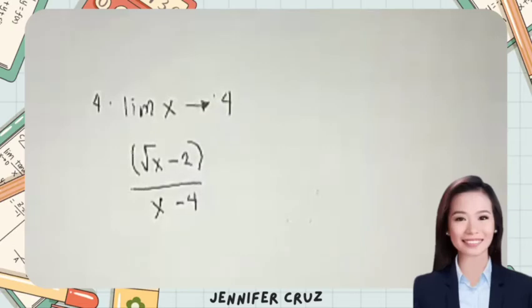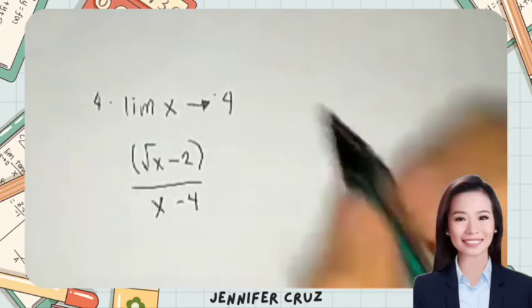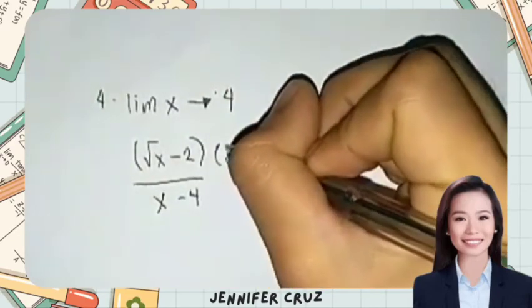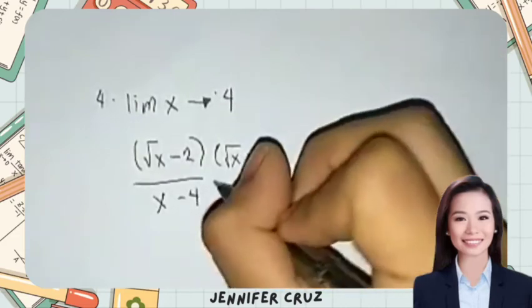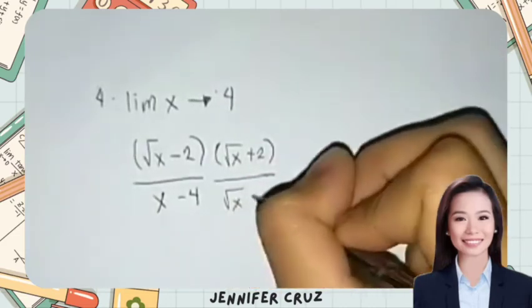For the given number 4, limit as x approaches 4 of the quantity square root of x minus 2 over x minus 4. So, i-conjugate muna natin yung numerator na square root of x minus 2 into the quantity of square root of x plus 2 over square root of x plus 2.